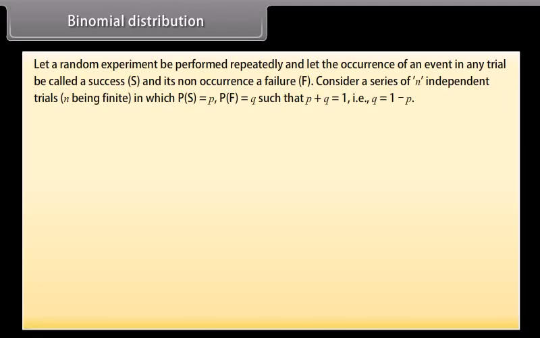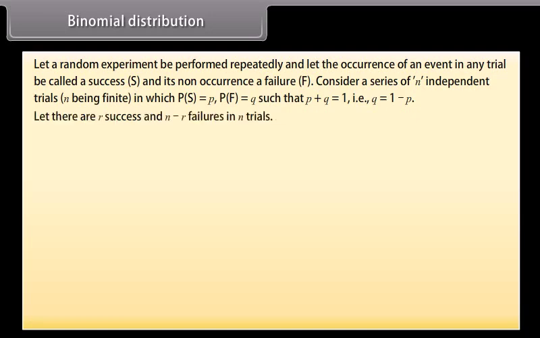Binomial distribution. Let a random experiment be performed repeatedly and let the occurrence of an event in any trial be called a success S and its non-occurrence a failure F. Consider a series of n independent trials, n being finite, in which the probability of success is p and the probability of failure is q, such that p plus q is equal to 1, that is, q is equal to 1 minus p.